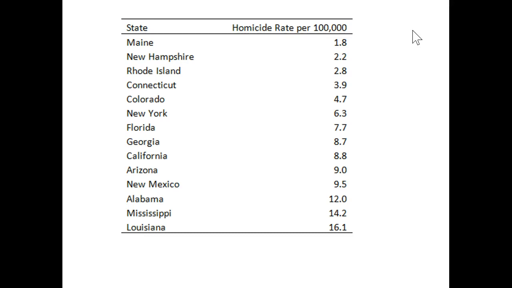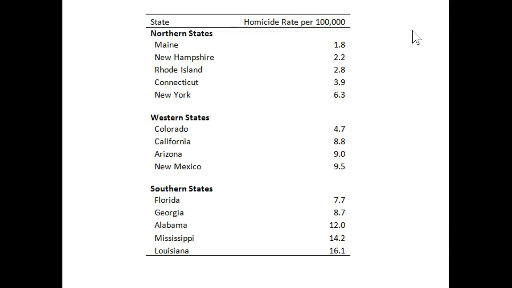Now we can also take that up a step and group it into particular areas. And now that I've grouped it, probably the story that jumps out is, look at these southern states. Overall, they seem to be a lot more dangerous, especially than the northern states, which are clearly a lot safer. So by grouping it and sorting it in particular ways, we can affect the story that it tells.